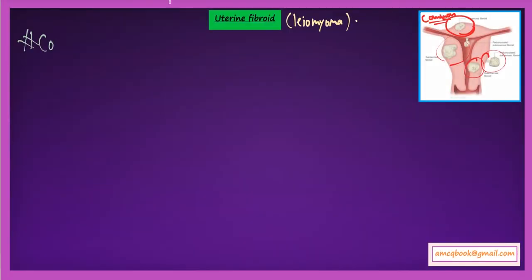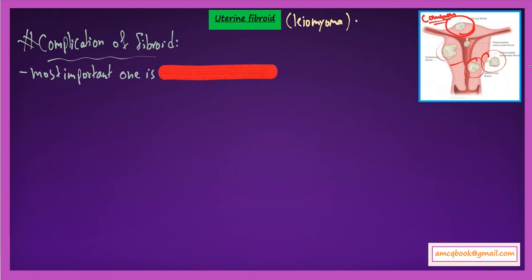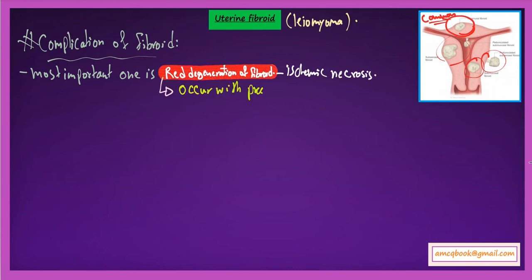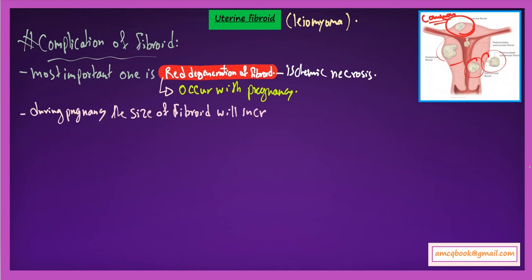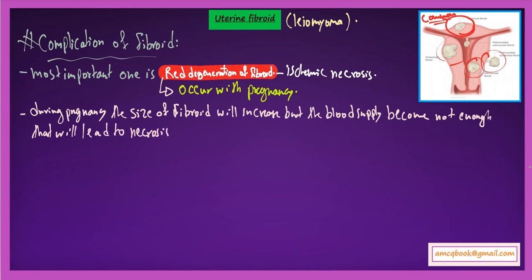Complication of fibroid. The most important one is regeneration of the fibroid. It's also called ischemic necrosis. It occurs in case of pregnancy. Focus on this very well. During pregnancy, the estrogen will increase, and that will lead to increase the size of the fibroid. But the blood supply will remain the same, and that will lead to not enough blood supply to this fibroid tissue, and it will lead to necrosis. Okay? This is the pathophysiology of it.